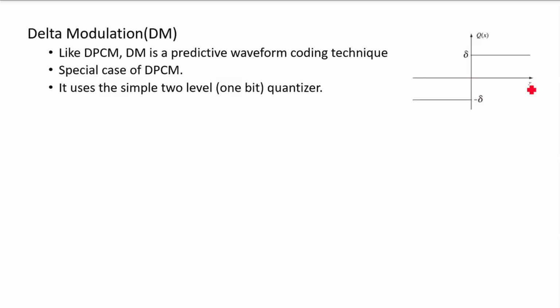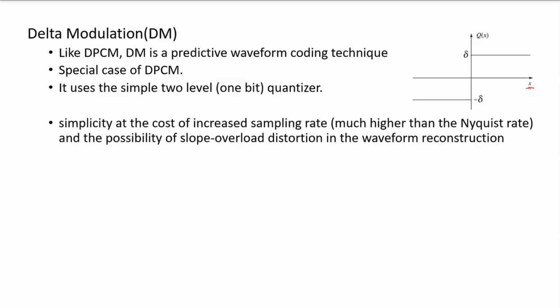What is this input, what this X is, let us see. But the step size of this quantizer, from minus delta to plus delta, we can say is capital delta, which is equal to 2 times delta. Now, as it is only a two level quantizer, it is a very simple circuit compared to PCM or DPCM.